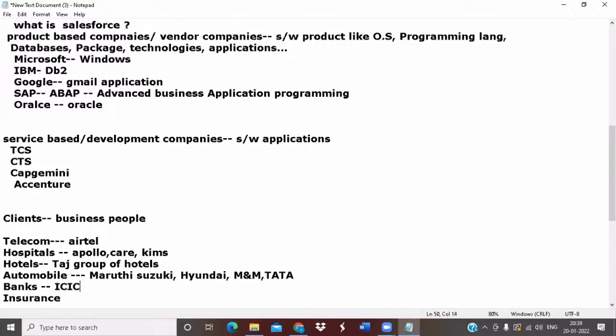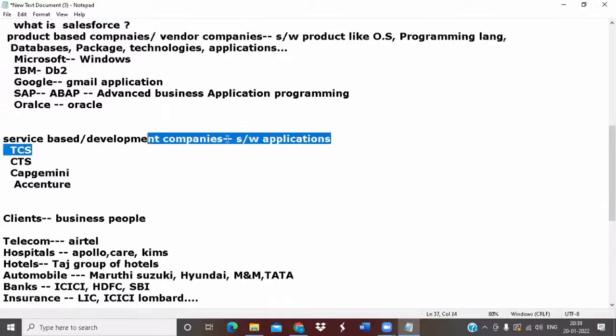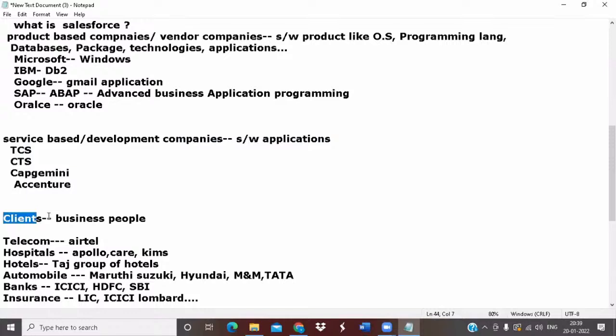Banks. We have so many banks in the market: ICICI, HDFC, SBI. So these all belong to banking industry. Insurance companies like LIC, ICICI Lombard, Tata AIG. These all come under what? Insurance industries. Like that, development companies are developing software applications as per the client's requirement or business people's requirement.